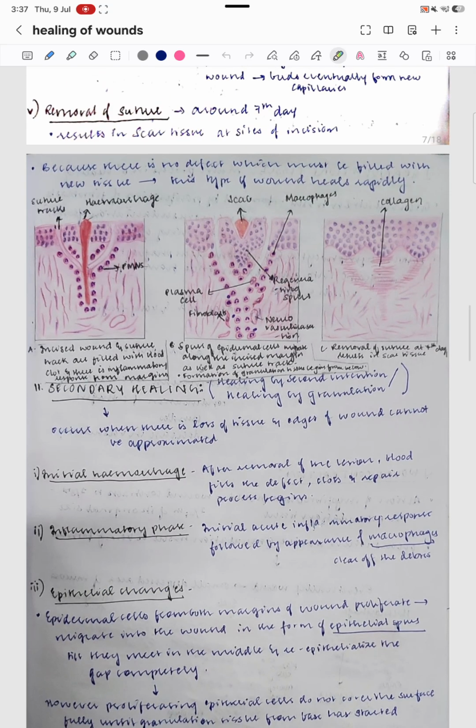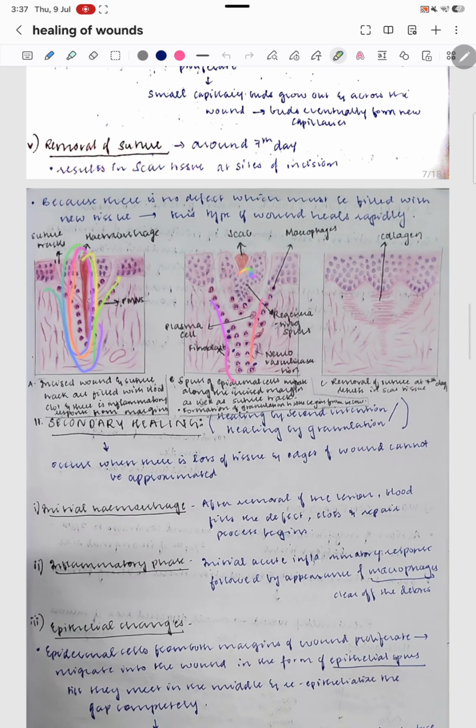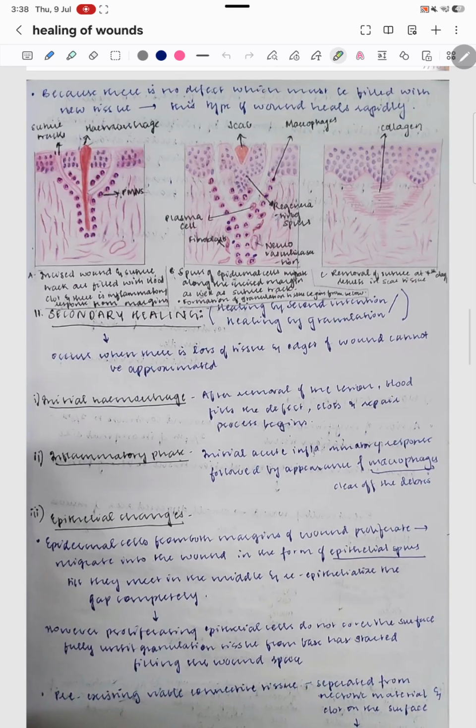So now you can see here how the wound is healing. First there is your hemorrhage occurring, that is your clot is forming, then all your polymorphs are present near the clot, then the clot is warding off like a scab, then your fibroblasts come in, they lay collagen and close off the epithelium. Now that is your primary healing. Now then there is secondary healing.